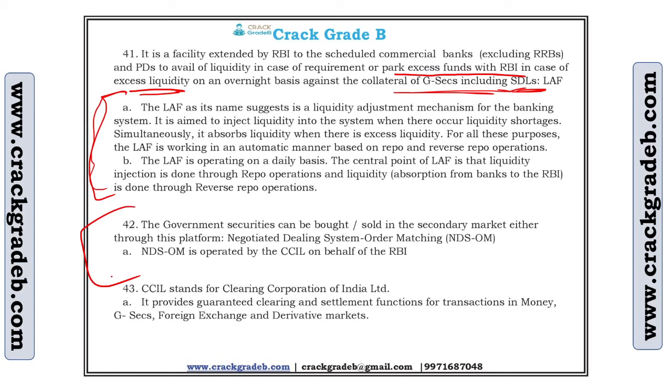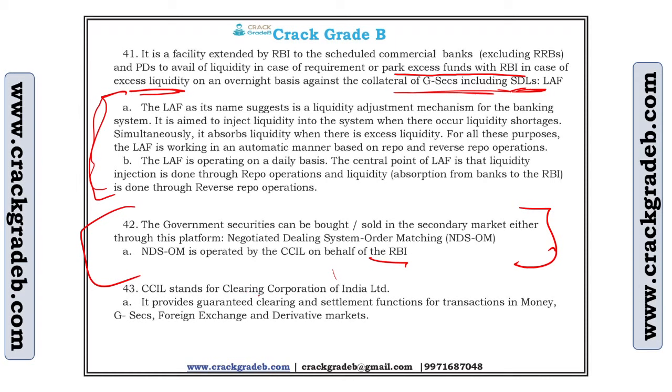Now, the government security can be bought and sold in the secondary market either through this platform, Negotiated Dealing System Order Matching, or NDS-OM, which is operated by CCIL on behalf of the Reserve Bank of India. Even in the Retail Direct scheme, if you have read it thoroughly, you know that NDS-OM plays an important role there as well.